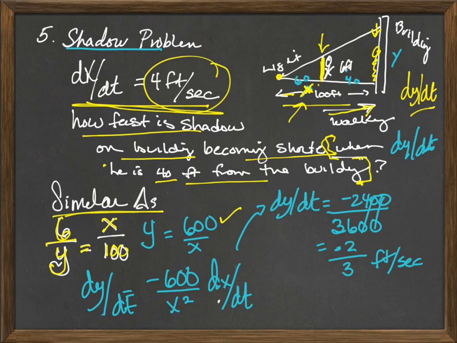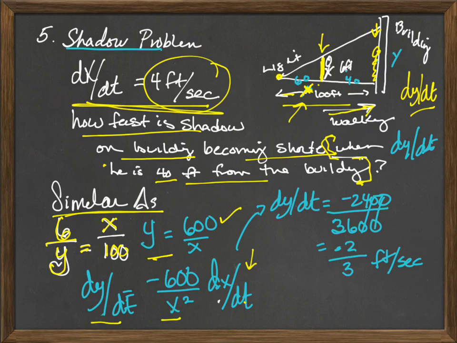Now, we're going to take the derivative because we want dy dt. That's what it asks for. dy dt would be negative 600 over x squared dx dt implicitly, because we're doing it in reference to time, which we don't have the time variable, so we have to do it implicitly.